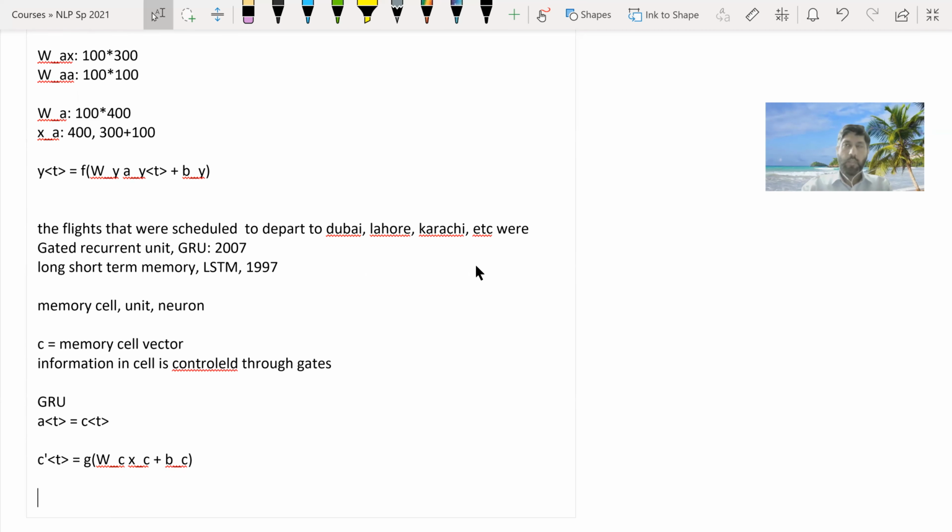Okay. So now this is a candidate. Now from this candidate, we will decide the output for this time step. So the output C T is then decided using gates.